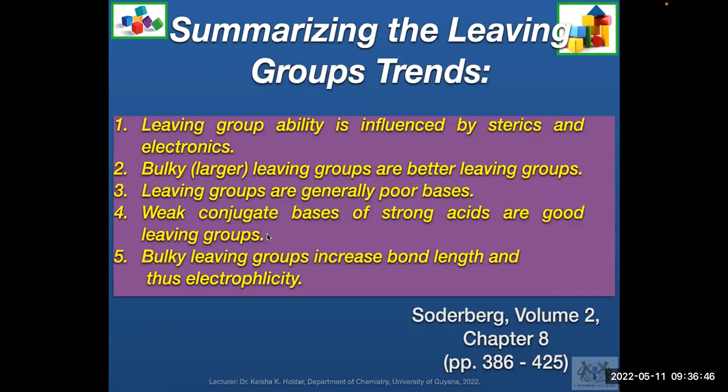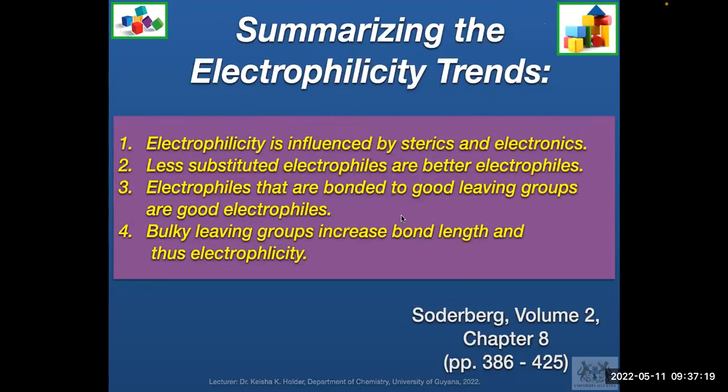All right, the fifth item basically is saying to us that bulky leaving groups increase bond length, and the same correlation that we identified a few moments ago holds true, which is that once you increase your bond length, you will increase your electrophilicity, because longer bonds equate to weaker bonds, and that means that the leaving group is able to better leave or leave faster. All right.